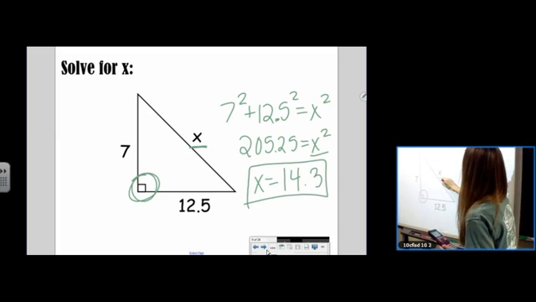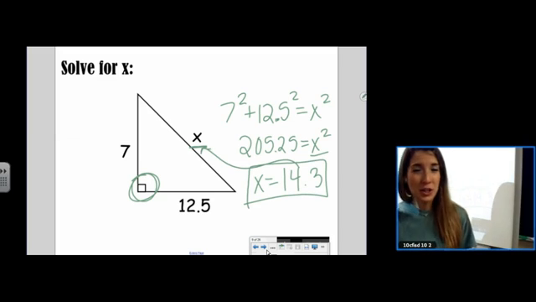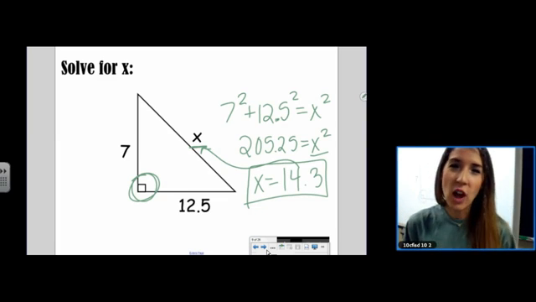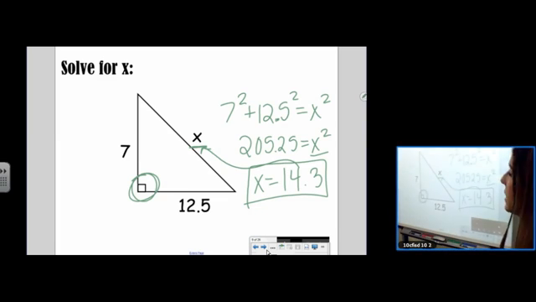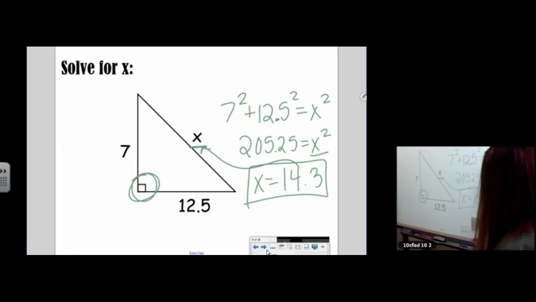So that is the length of the hypotenuse. You can always make sure you did it right, because the hypotenuse needs to be the longest side of the triangle. If it's not the longest side, you might have done a step wrong.